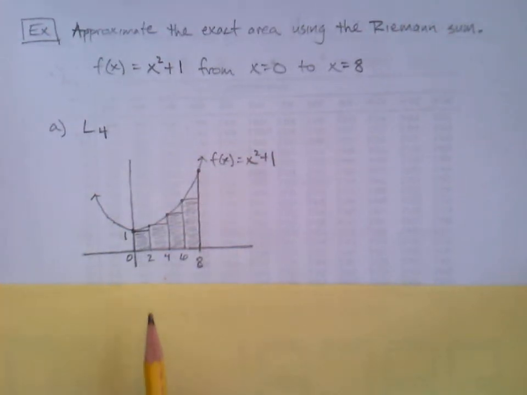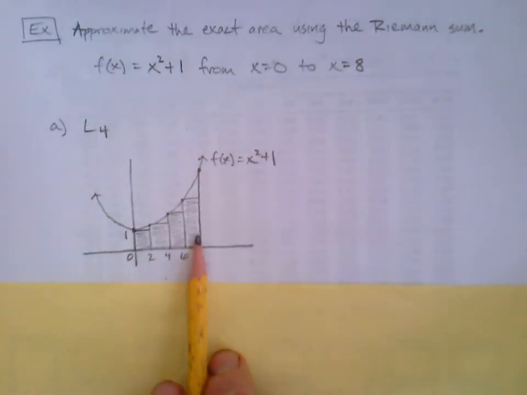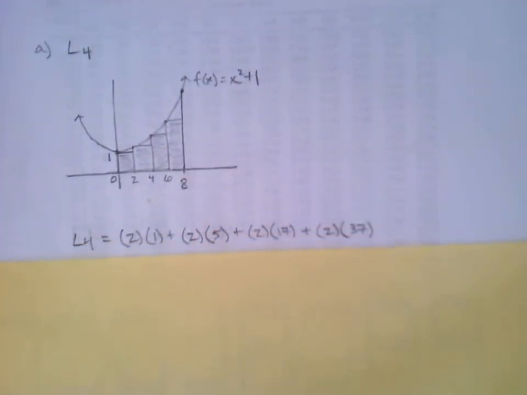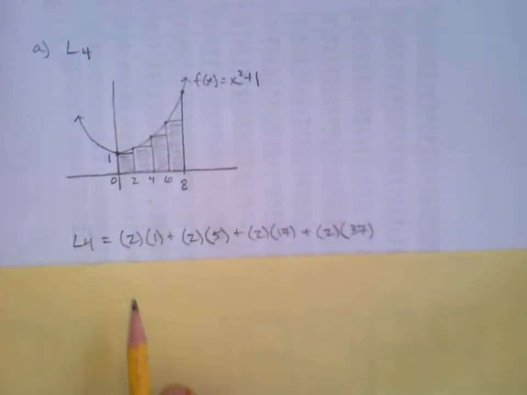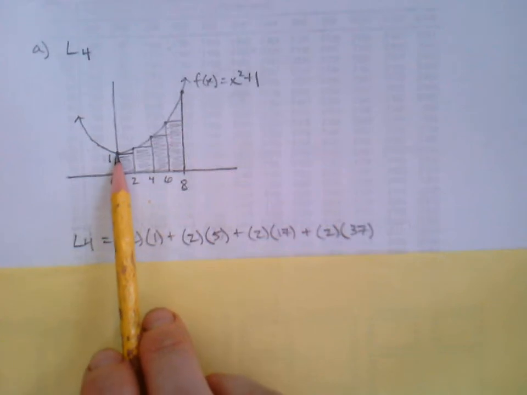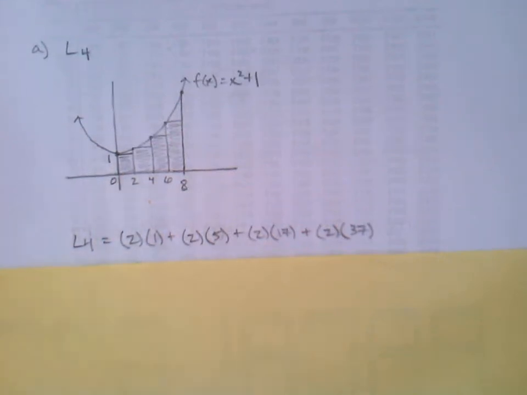Okay, so let's find the area of each one. We'll add them all up. So we're going to say, okay, L4 is going to be equal to this. So I'll talk you through this step. The first rectangle, think base times height. So the base of that rectangle is 2. The height of that rectangle on the left side is 1. So 2 times 1 is the area of my first rectangle.